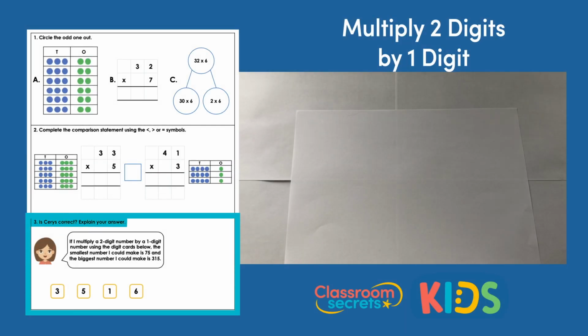Question 3. Is Keris correct? Explain your answer. And Keris is saying, if I multiply a 2-digit number by a 1-digit number using the digit cards below, the smallest number I could make is 75 and the biggest number I could make is 315. And her digit cards are 3, 5, 1 and 6.